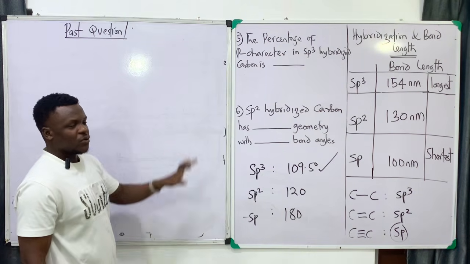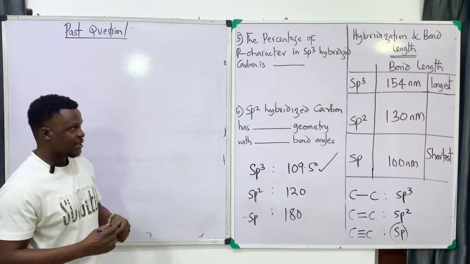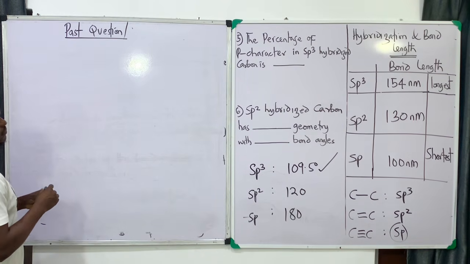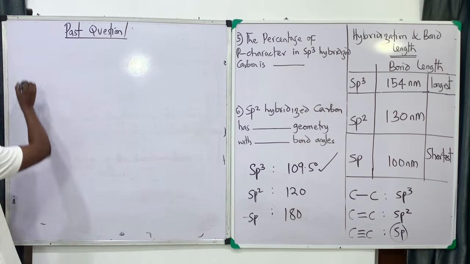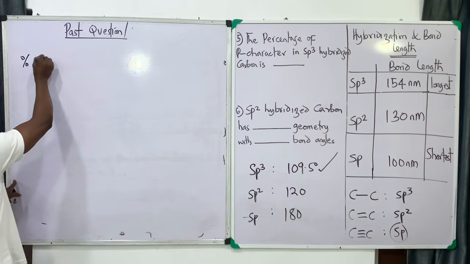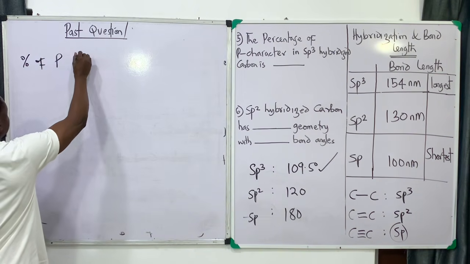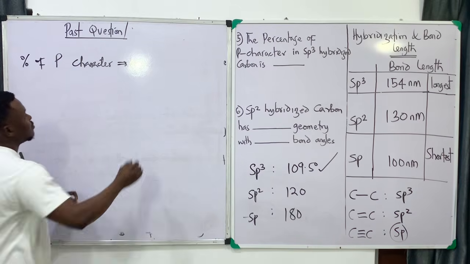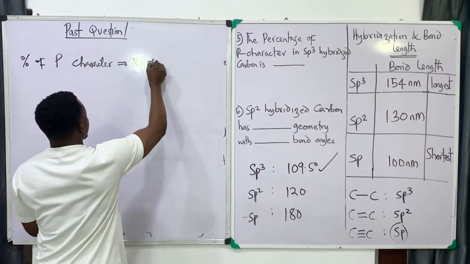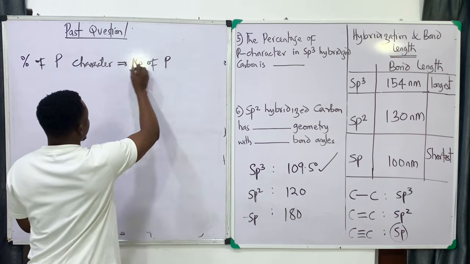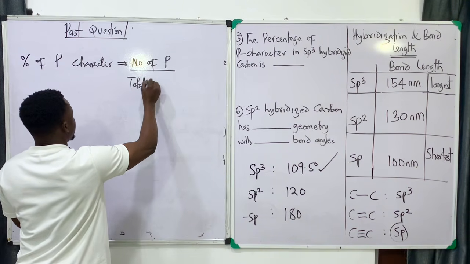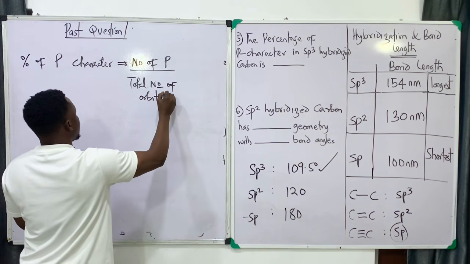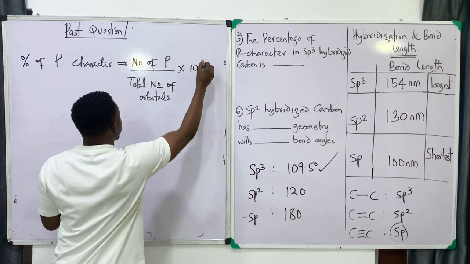I had to clean the board to actually solve this so that we understand. Now, first and foremost, you need to say percentage of p character equals number of p all over total number of orbitals times 100.